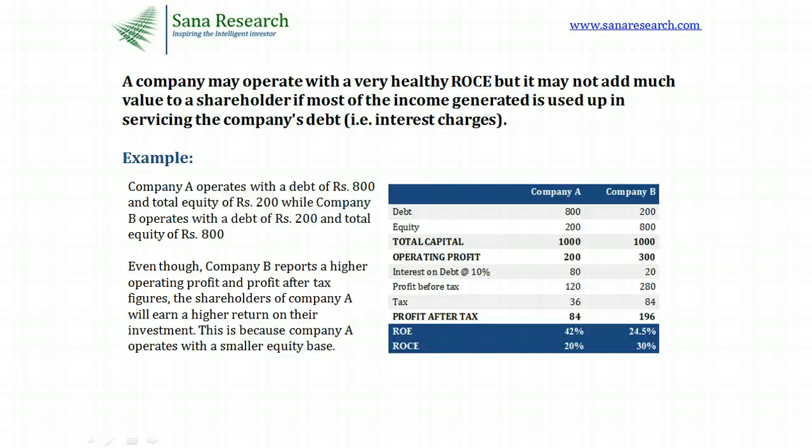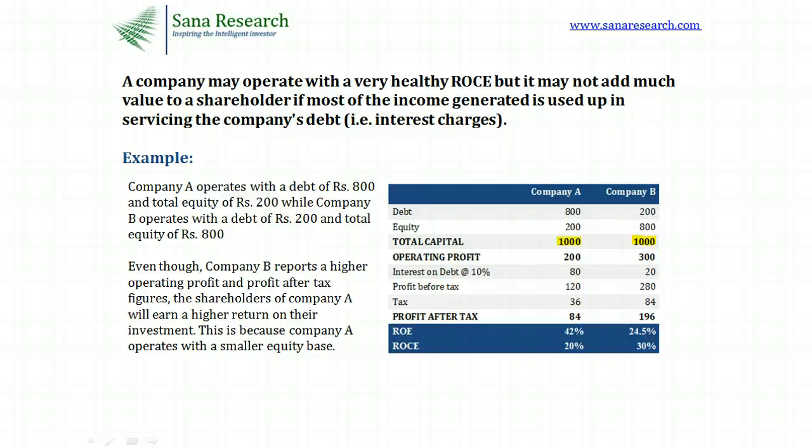Company A operates with a debt of rupees 800 and an equity of rupees 200 and a total capital of rupees 1000. Company B operates with a debt of rupees 200 and equity of rupees 800 and a total capital of 1000. Now you will notice that if both these companies pay a 10% interest for their debt, even though company B reports a higher operating profit and profit after tax figures, the shareholders of company A will earn a higher rate of interest on their investment.